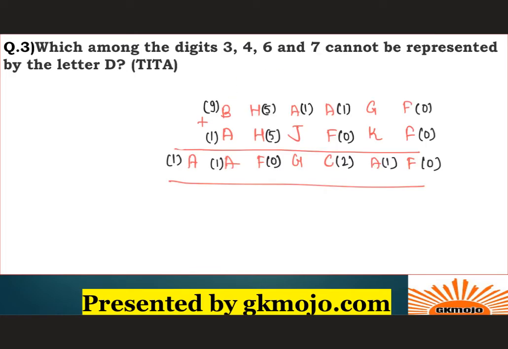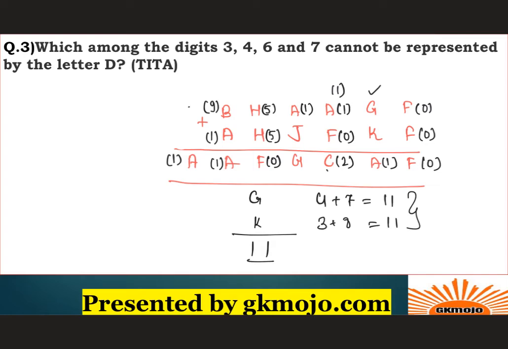Now let us have a look at the third question. Which among the digits 3, 4, 6, 7 cannot be represented by the letter D? So have a look at this column. G plus K gives you 1, and we had taken a carry 1 over here. So total G plus K should be 11. What all are possible? You can have 4 plus 7, which gives you 11. You can have 3 plus 8, which gives you 11. You cannot have 2 plus 9 because 2 is already taken by C and 9 is already taken by B.